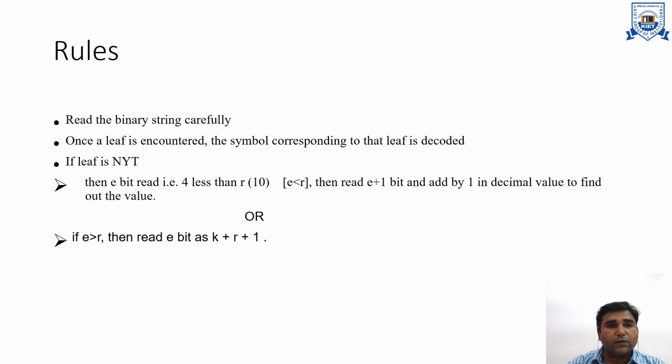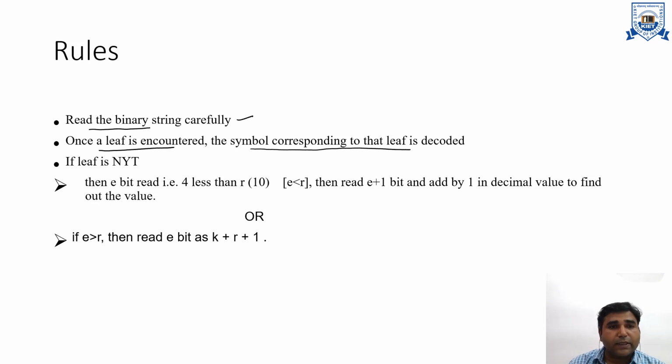The first rule is to read the binary string carefully. Whatever string we have, we have to read it carefully. The second rule is once a leaf is encountered, the symbol corresponding to that leaf is decoded. When a leaf is encountered, we just decode that leaf.